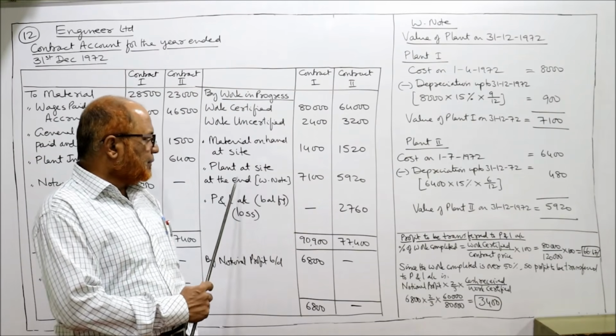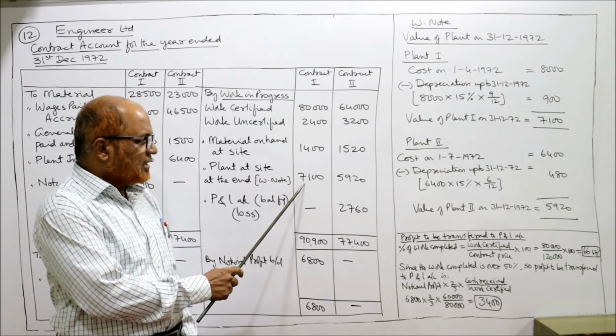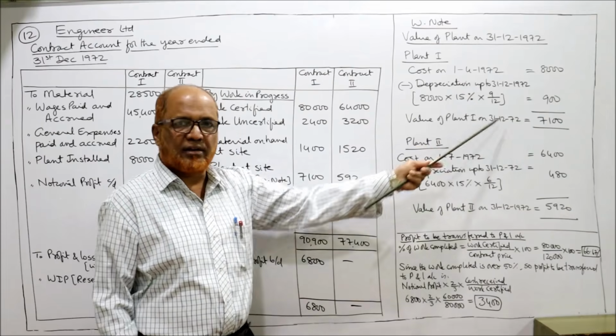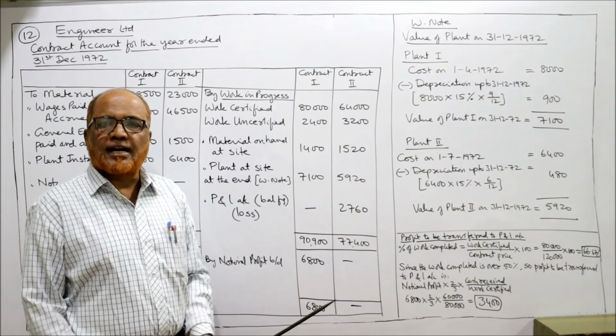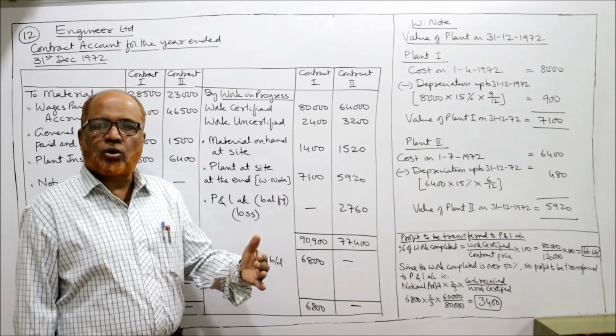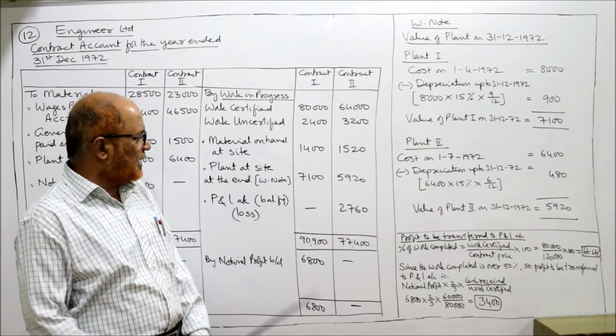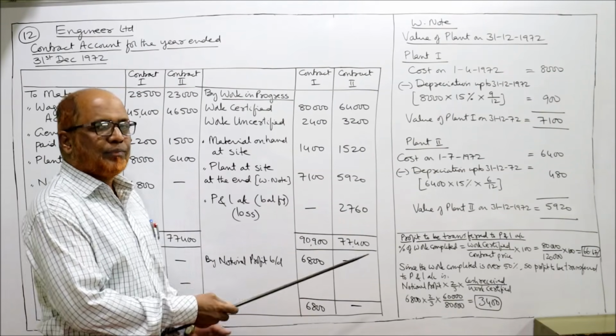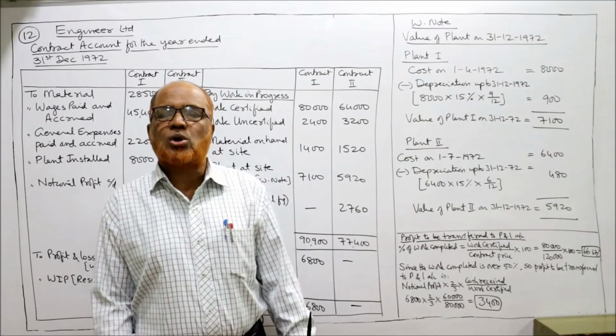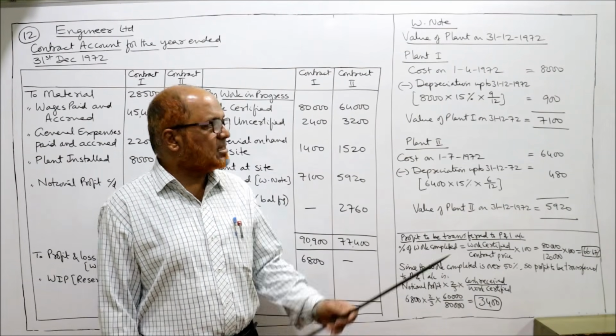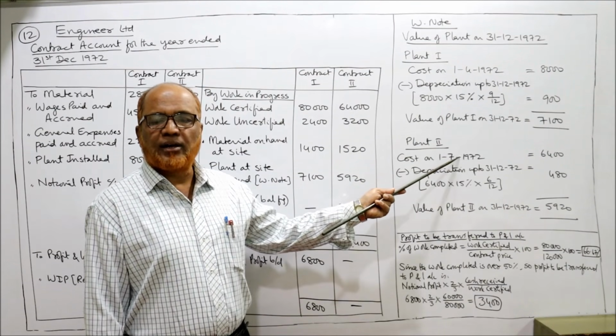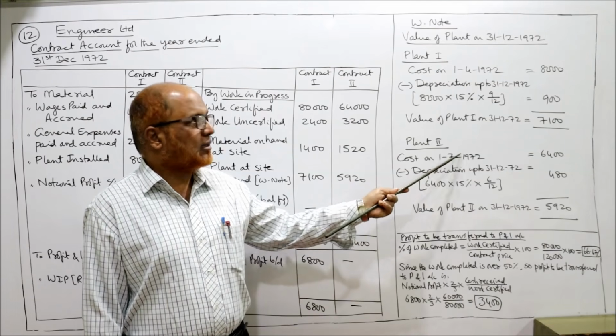So I have taken here plant at site at the end is 7,100. This is the 7,100. Similarly, second plant. The second plant cost was 6,400. Here we have taken 6,400. But the 6,400 was on 1st July 1972. The second contract was started on 1st July.